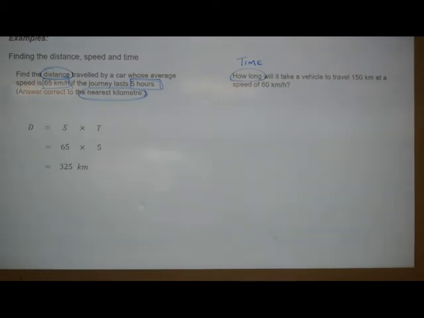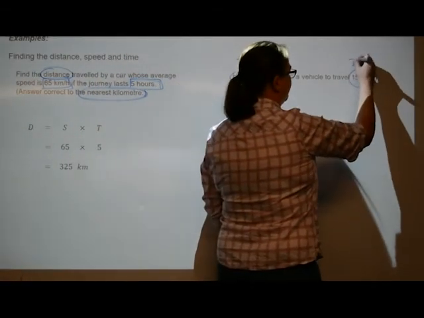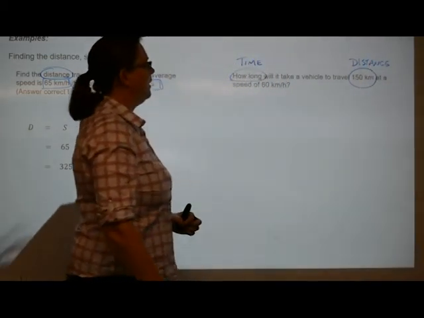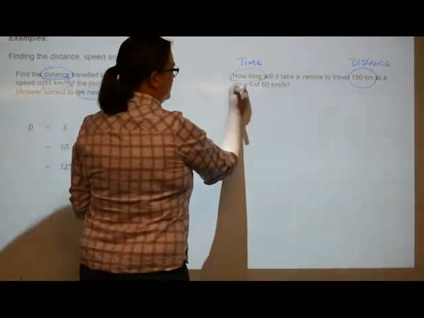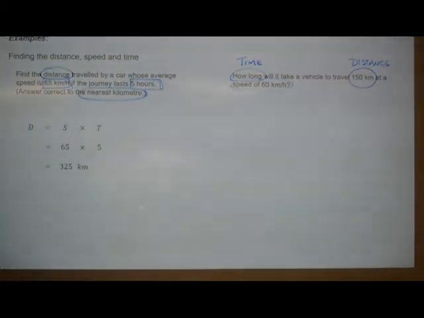What information does it give us? 150 kilometres, which is the distance. And then 60 kilometres per hour, which is the speed. Smart. It gives us all the information we need.